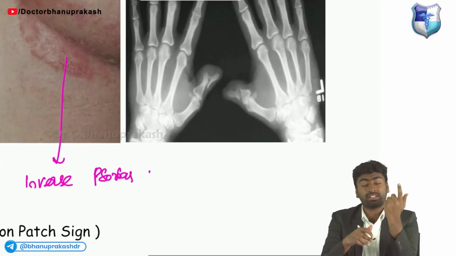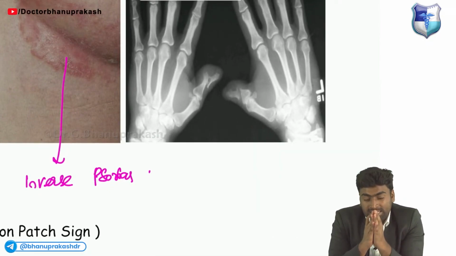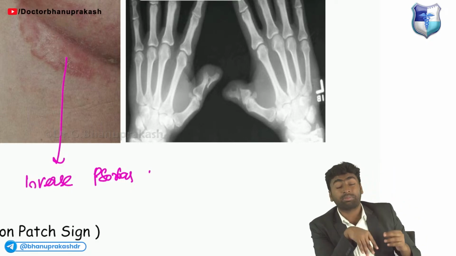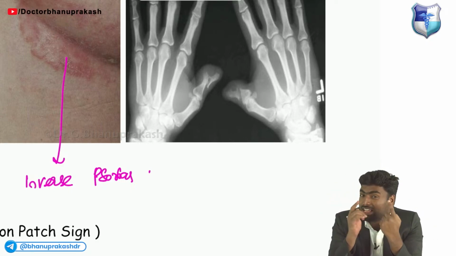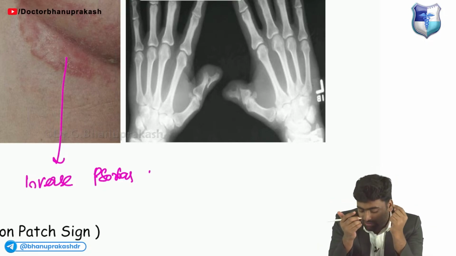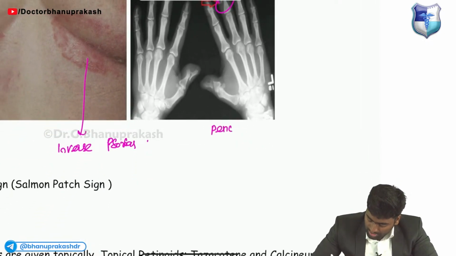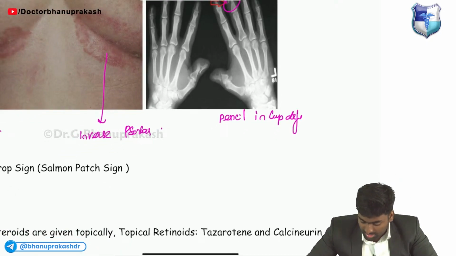Next, if psoriasis starts affecting the hands or the bones, it is known as what? Psoriatic arthritis. It is known as psoriatic arthritis. And remember, psoriatic arthritis will especially love the DIP. Okay, DIP, it loves to affect. So it will lead to this type of deformity, which is known as pencil in cup deformity. Okay, pencil in cup deformity.